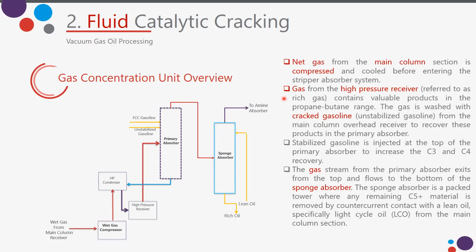So this is the idea of this first part. We will continue now with the other part of the gas concentration unit. But remember that the idea is to have these absorptions. Okay, here, remember absorption is favored by high pressure. So we'll have this absorption in the primary and in the sponge absorber. Here we will use the unstabilized gasoline. That is our main product, but still unstabilized. And also a small amount of gasoline, our product. And here we will use as liquid the light cycle oil from the main column section.